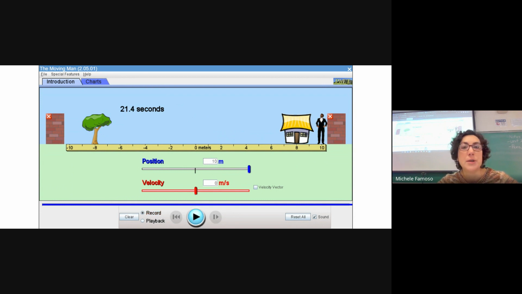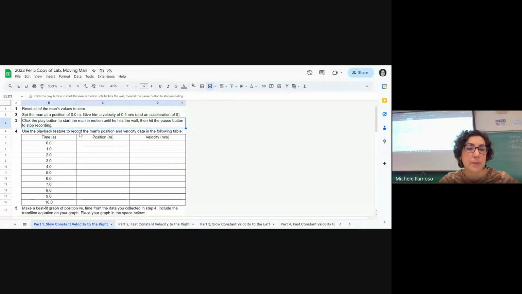Okay, y'all understand what we're doing? All right, now let's go back into our Google Sheet. What does it want us to do now? Now it wants you to use your playback feature so that way we can record, not in the simulation, but in this chart, the man's position and velocity data. Don't adjust the decimal places.